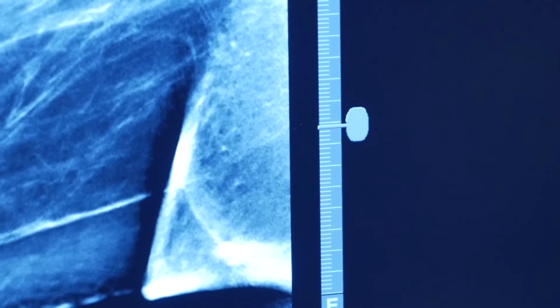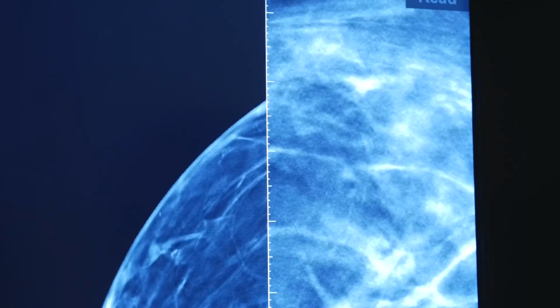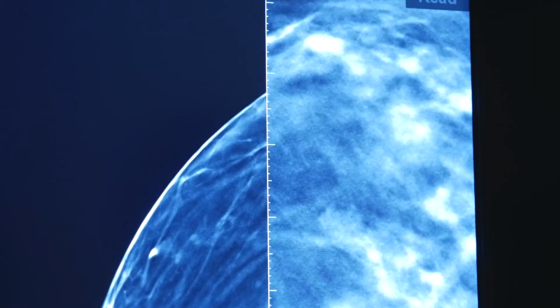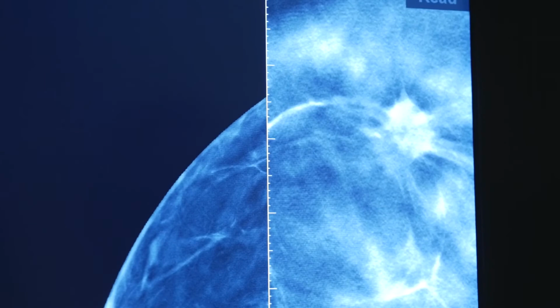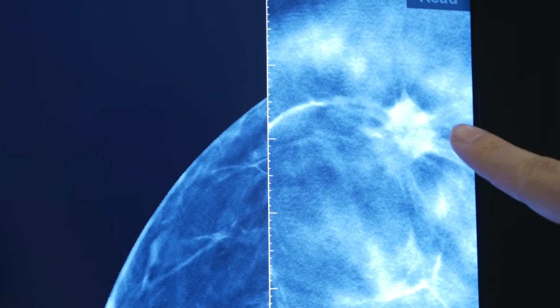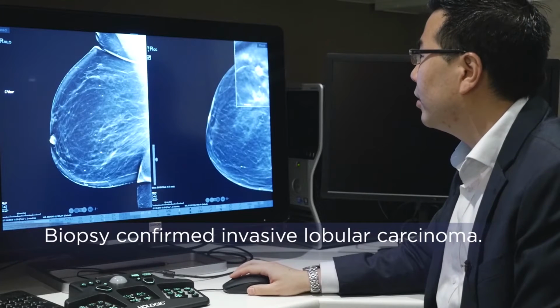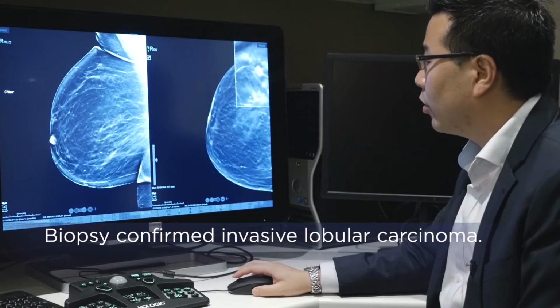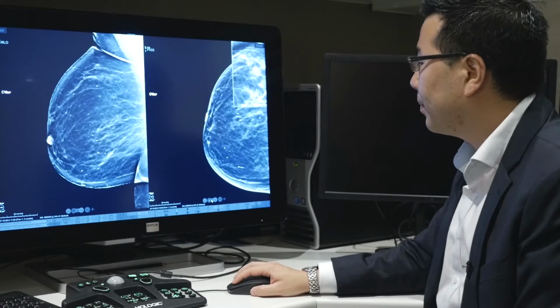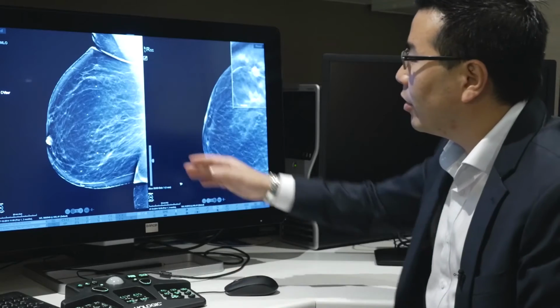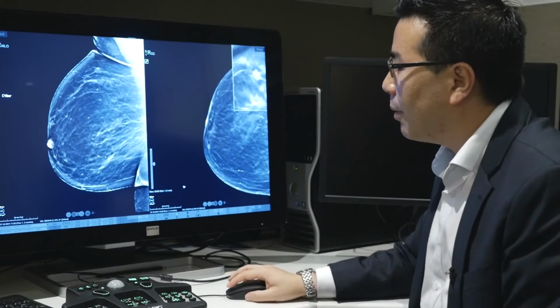So we can further evaluate those with the tomosynthesis images. And when we get to the upper outer quadrant of the right breast, there is a spiculated mass evident with surrounding architectural distortion, which is a lot better seen on the tomosynthesis compared with the C-view image. That region corresponds to this area here on the MLO view.